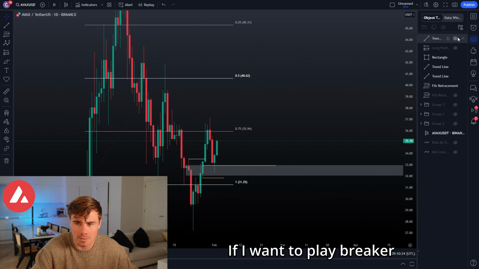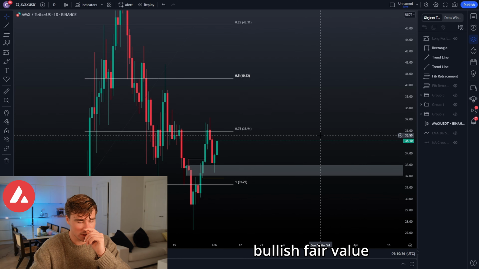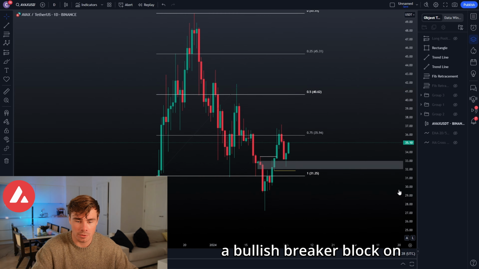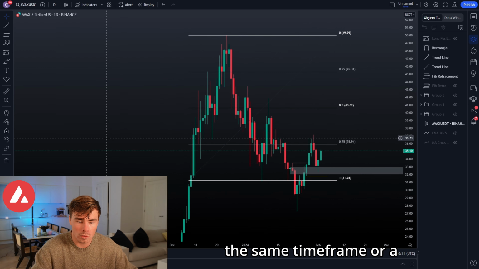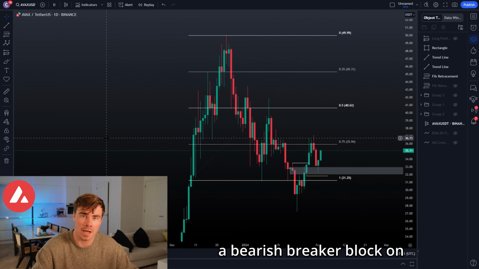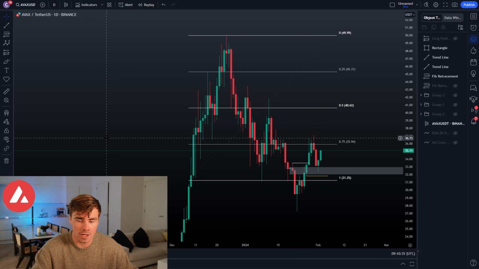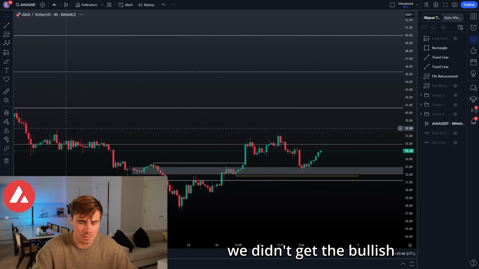If I want to play breaker blocks, I want to have a bullish fair value gap aligning with a bullish breaker block on the same time frame, or a bearish fair value gap aligning with a bearish breaker block on the same time frame, right? That's what we call the unicorn setup. And right now we can see that we didn't get that bullish fair value gap.